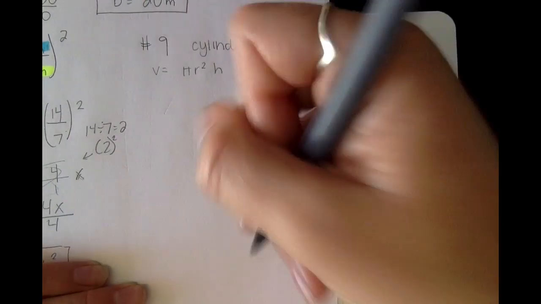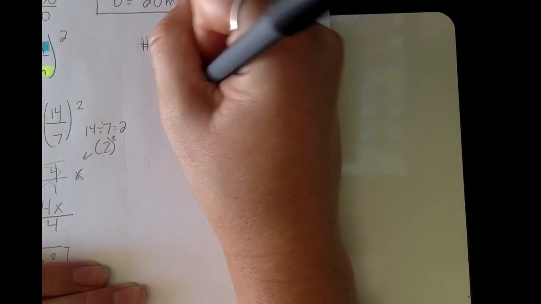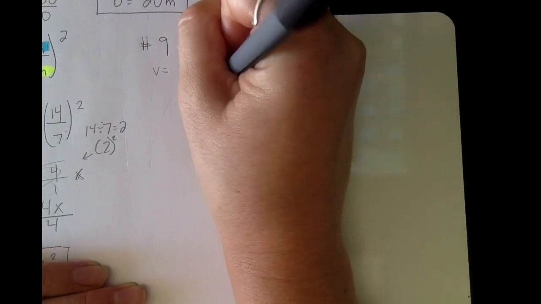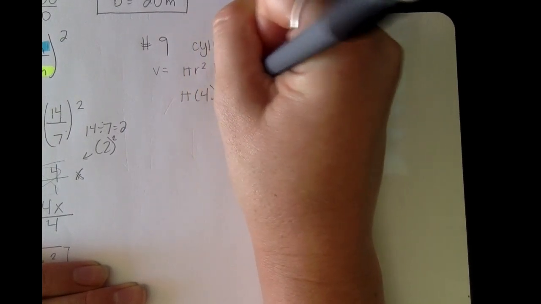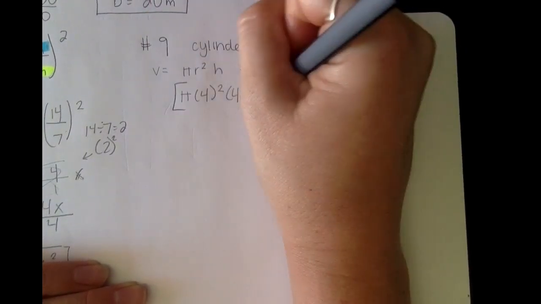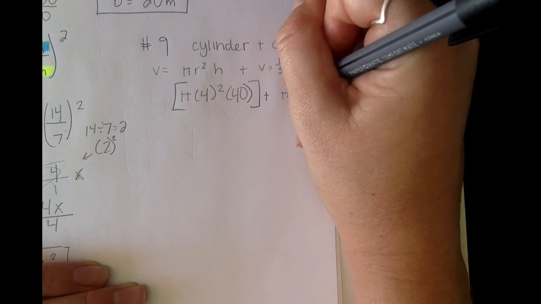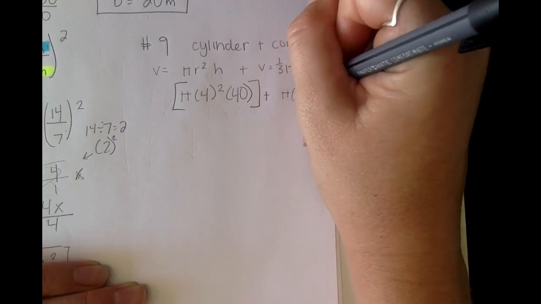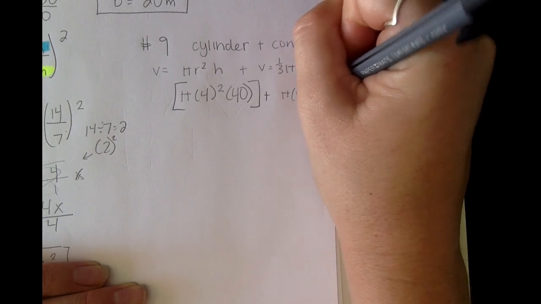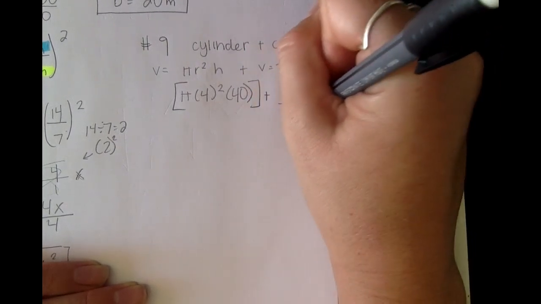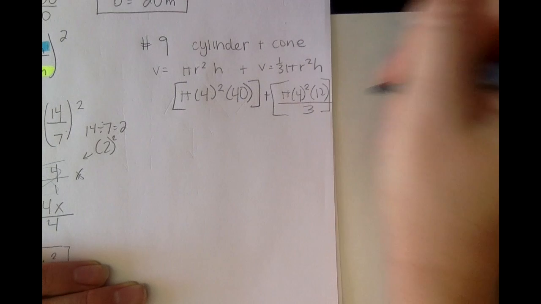So now I just plug everything in. That's going to be pi times my radius of my cylinder, which is 4, and my height is 40. I want to solve that separately and add that to pi times my radius, which is 4 squared, and then my height is 12. Divide that all by 3 because it's a cone. And basically you solve from here.